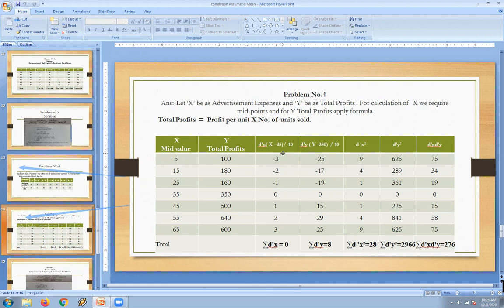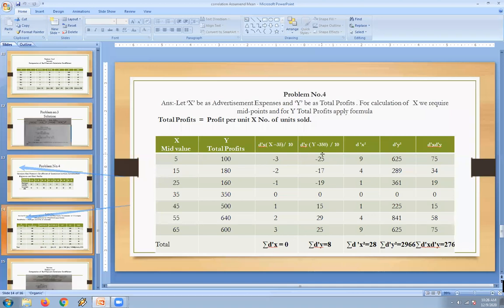In the previous things, it was the shortcut method. Here we have used the step deviation method. We simplified still more for the calculation. It is x minus a divided by 10 here. So for all the x values we have considered 35 as the assumed mean. So we calculated x minus 35 divided by 10. 10 is a common factor we have taken. We calculated d dash x, that is minus 3, minus 2, minus 1, 0, 1, 2, 3. The sum of d dash x is 0.